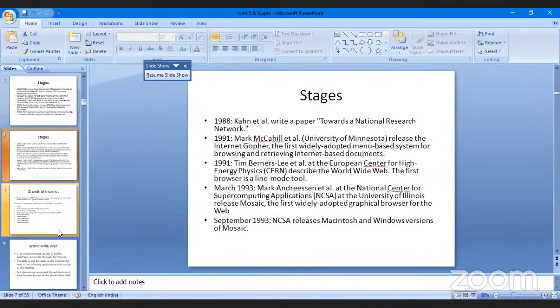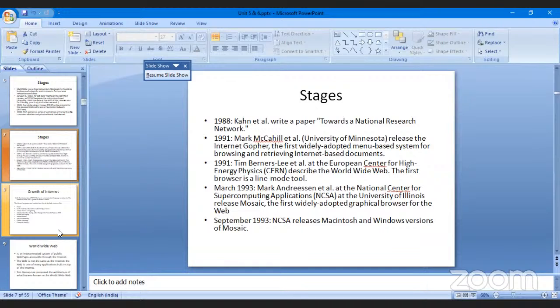This is just the history, the milestones in the growth of the internet, the different years, and who has helped in its growth. In 1991, Tim Berners-Lee at the European Center for High Energy Physics, CERN, described the World Wide Web for the first time. They started off with the first browser, a line mode tool, www. We all know that, and we are still using the same now.